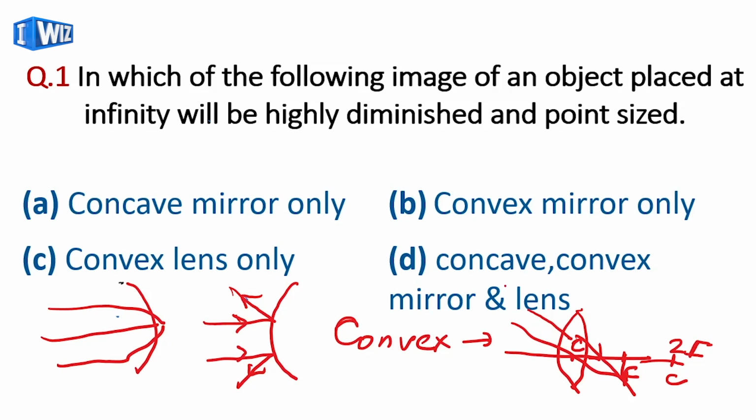So in all the cases, whether it's a concave or convex mirror or lens, when the object is placed at infinity, the image will be highly reduced and point size. So what's the correct option from here? This one: in all cases when the object is placed at infinity. Keep this in your mind.